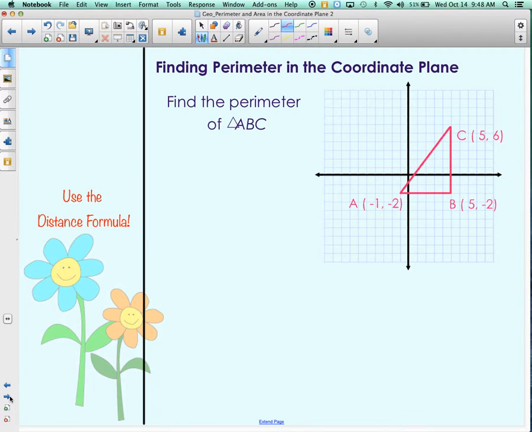Alright. Now, this is where we get into stuff that we're going to be dealing with over the next couple of days. We found perimeter, we found area, it looked normal, it's what we've done, but now I'm throwing it on a coordinate plane. How could you do that?